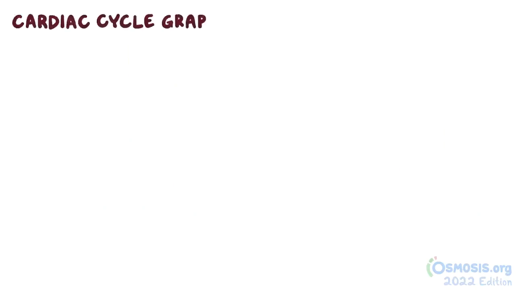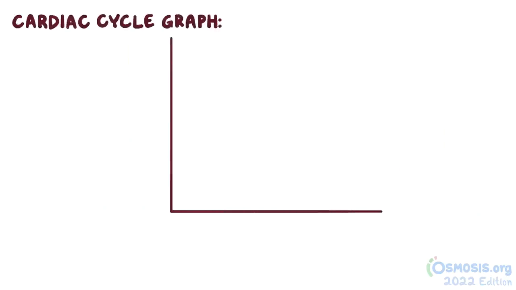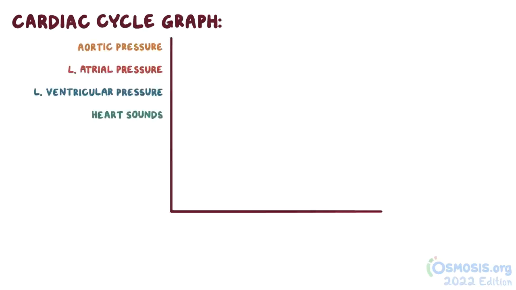Now, the cardiac cycle graph is used to express events during one cardiac cycle. Along the y-axis are aortic pressure, left atrial pressure, and left ventricular pressure, heart sounds, ventricular volume, right atrial pressure curve, and ECG, while along the x-axis is time.